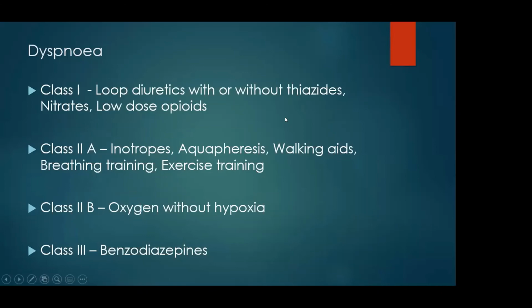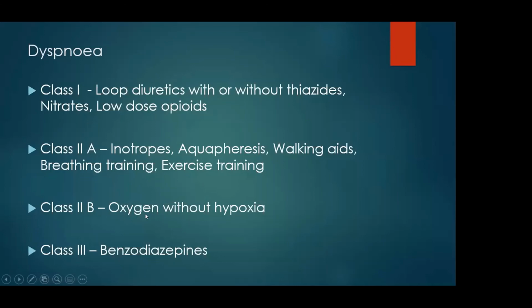It's guided by the evidence-based classification, but this makes sense, so I've just put it here. Class 1 means loop diuretics with or without thiazides, nitrates, and low dose opioids. There is strong evidence for this, and it is recommended. Class 2A for dyspnea: inotropes, aquapheresis, which is ultrafiltration, walking aids, breathing training, exercise training. There is some amount of evidence, and it is recommended, is what you mean by class 2A.